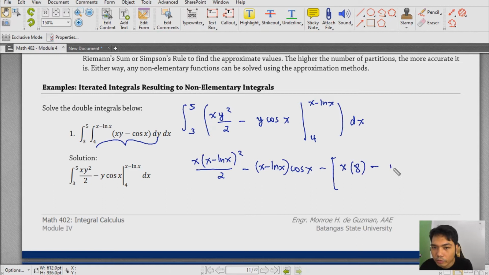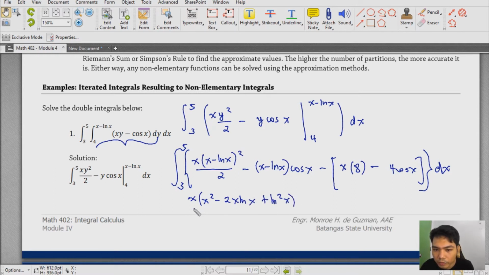Okay, and then minus 4 cosine of x. And then, we'll be integrating this next answer. But of course, we can simplify muna. So, with this, we can simplify this first. So, we have x multiplied by x squared minus 2x ln of x plus ln squared x over 2.